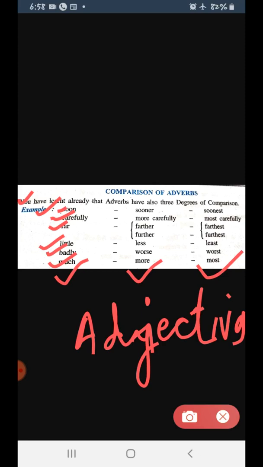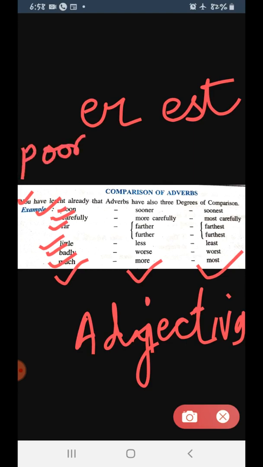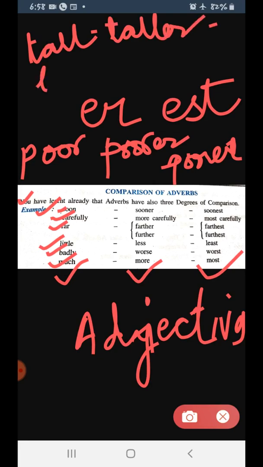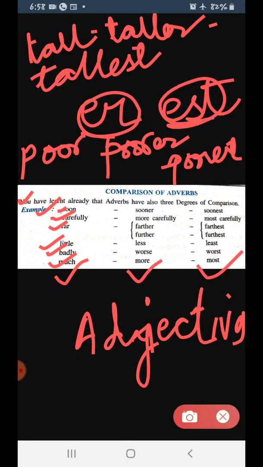So how are adjectives compared? Adjectives are compared by adding er and est to the positive. Like suppose if I say poor, it will become poorer and poorest. Or we can say tall, it will become taller or tallest, by using er and est.